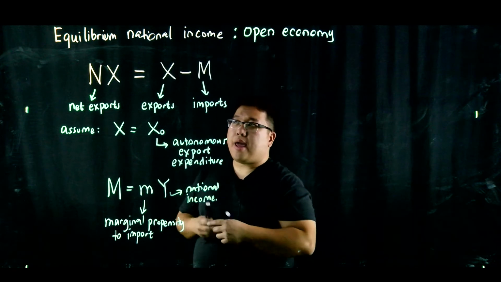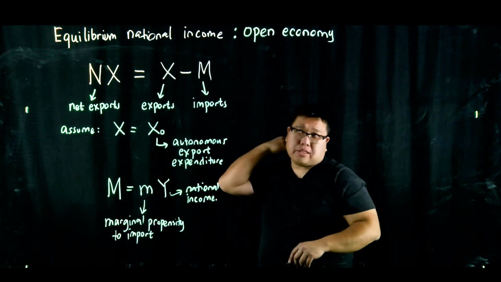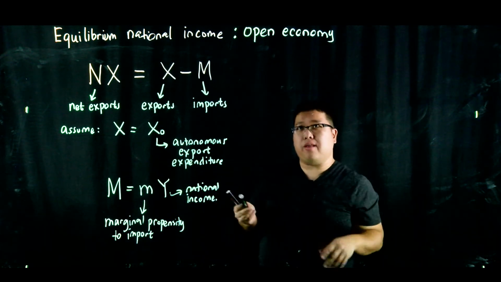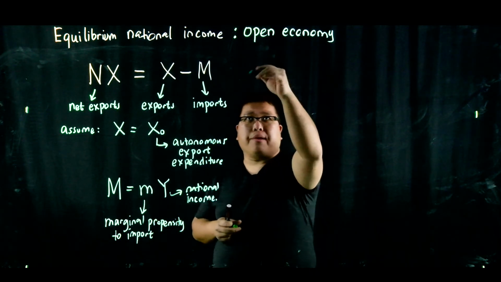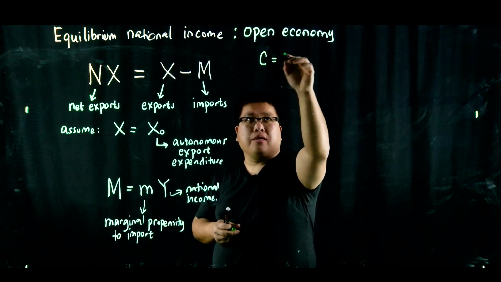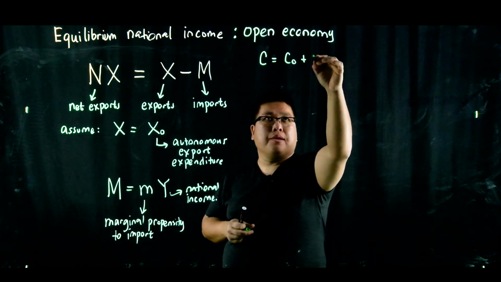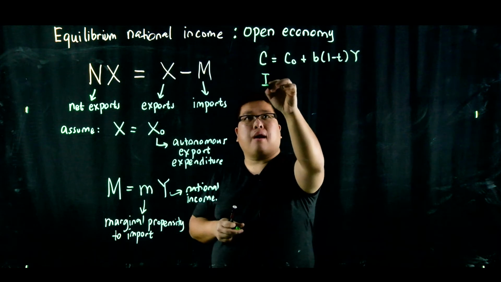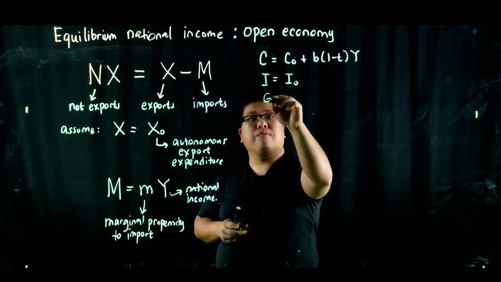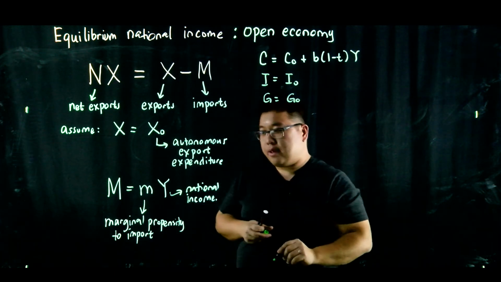And we're going to assume the same things that we assumed in the previous video where we had government. So we're going to assume the following: our consumption function is C0 plus b(1 minus t) times Y, I equals I0, and G equals G0.